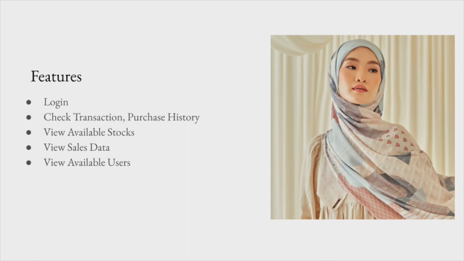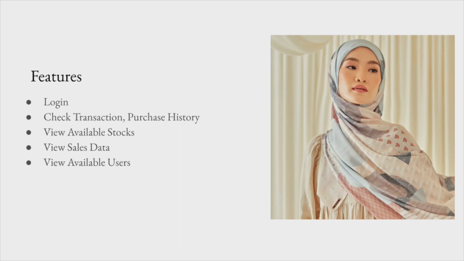The features of the system are almost the same as other purchasing systems. We have a login feature, and we allow users to check the transactions, what they want to buy, those things that are in the cart and those that they have already bought, and then view available stocks. When they go online, they know whether this collection of shawls is still available or not, so they can view the live stock.